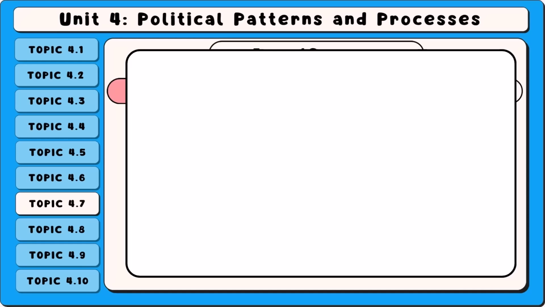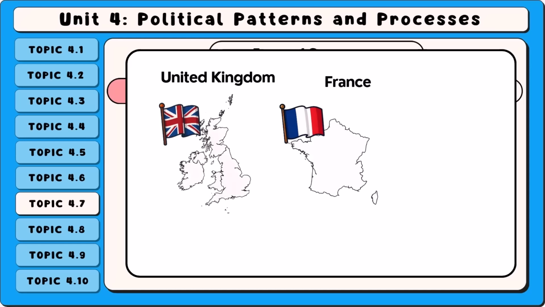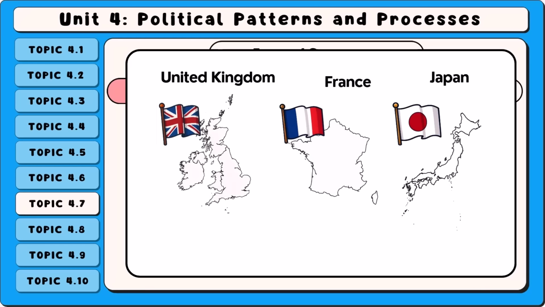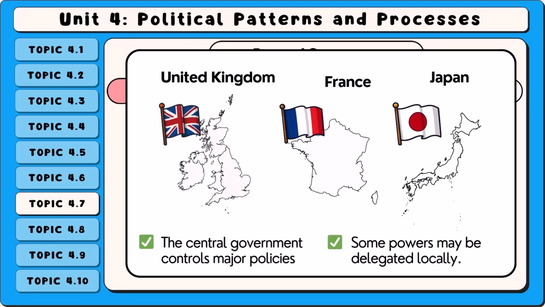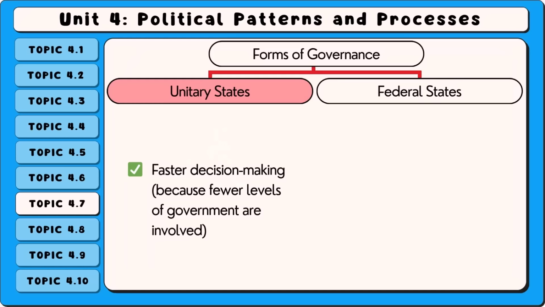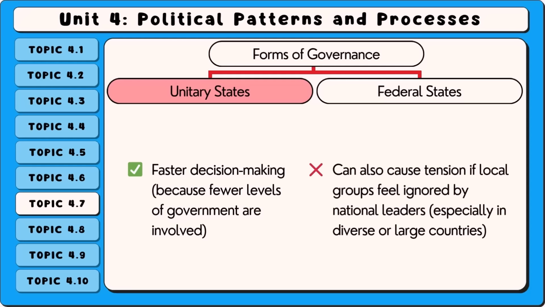Examples of unitary states include the United Kingdom, France, and Japan. In each of these, the central government controls major policies like education, transportation, and national defense, although some powers may be delegated locally. Unitary systems often lead to faster decision-making because fewer levels of government are involved. However, they can also cause tension if local groups feel ignored by national leaders, especially in diverse or large countries.